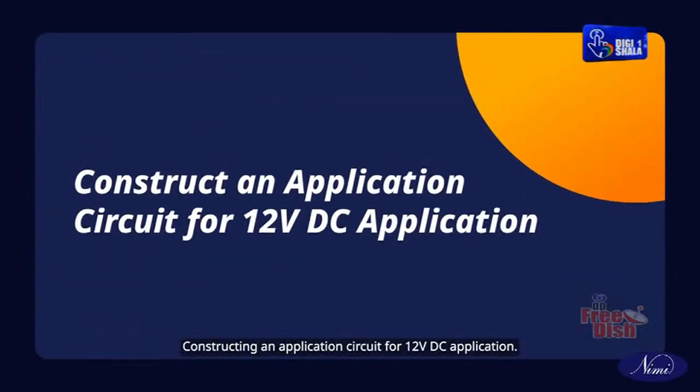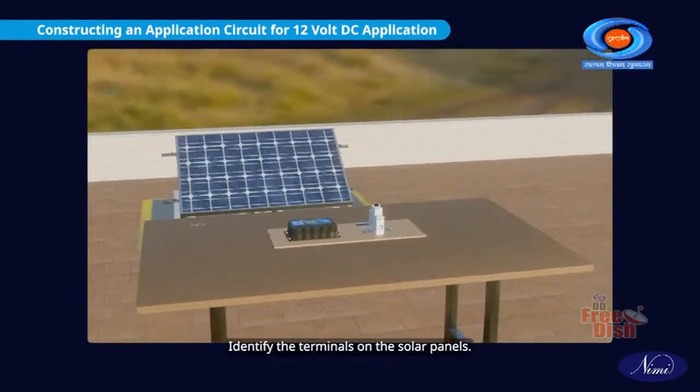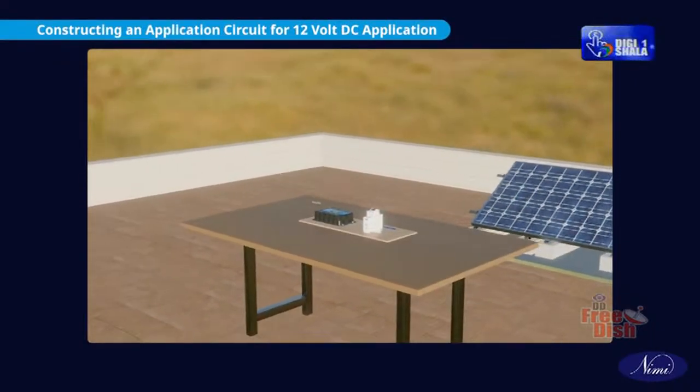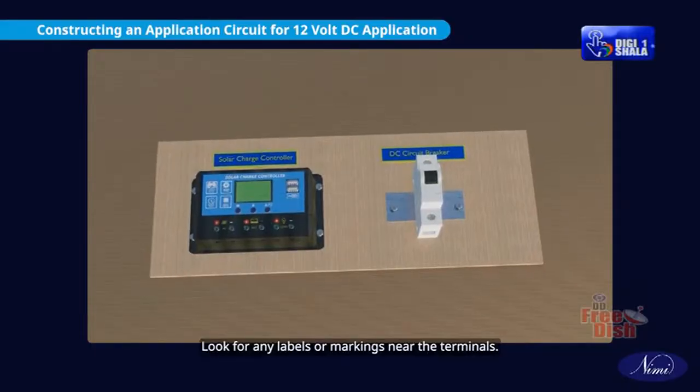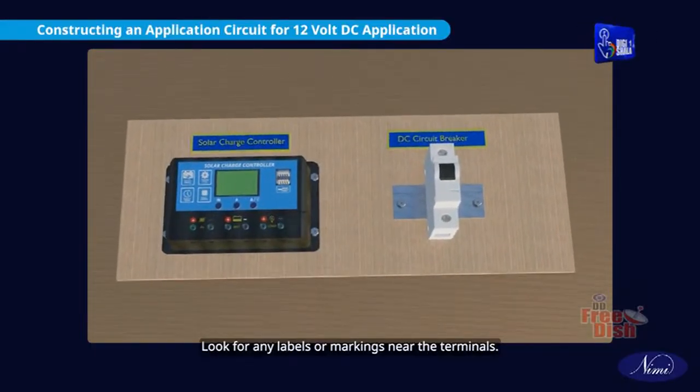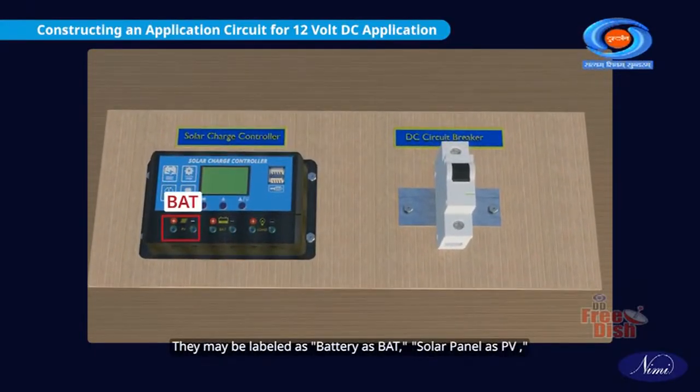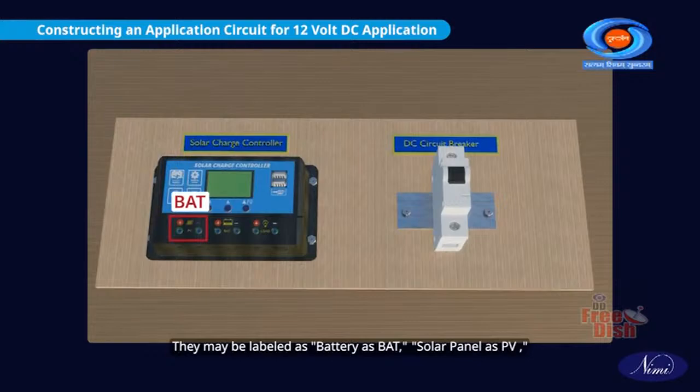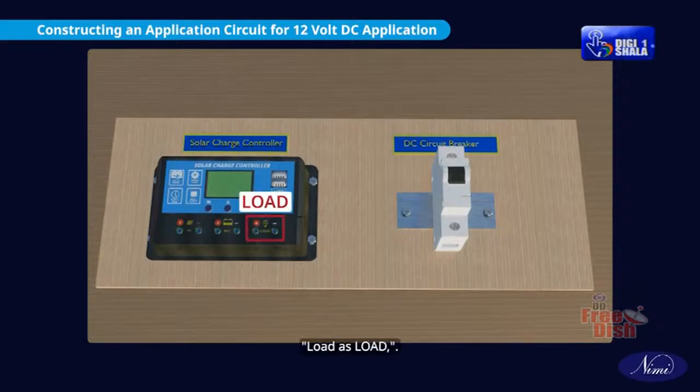Constructing an application circuit for 12 volt DC application. Identify the terminals on the charge controller. Look for any labels or markings near the terminals. They may be labeled battery as BAT, solar panel as PV, and load as LOAD.